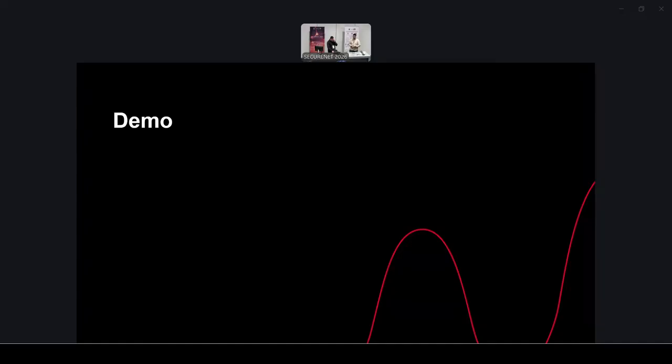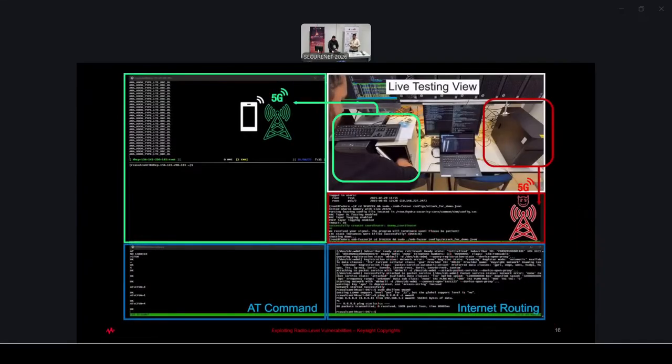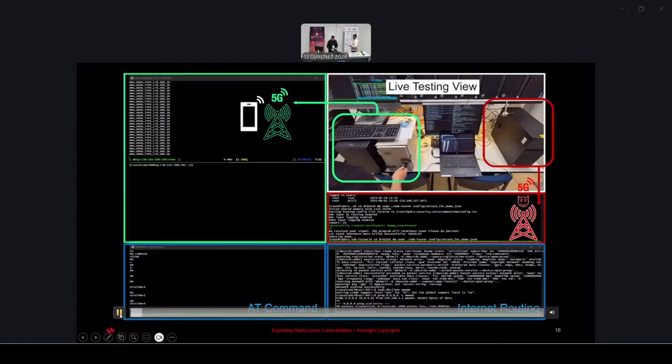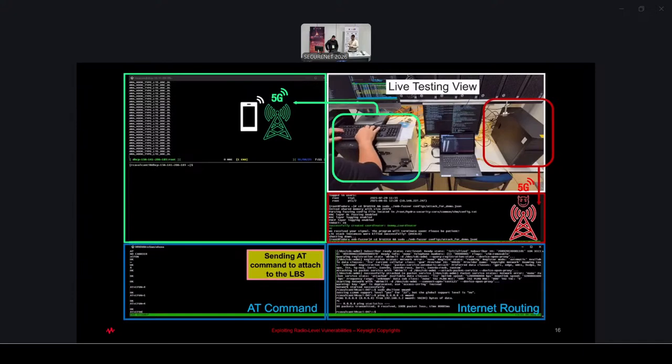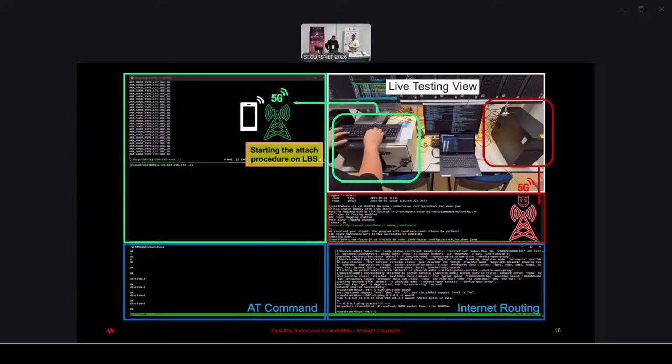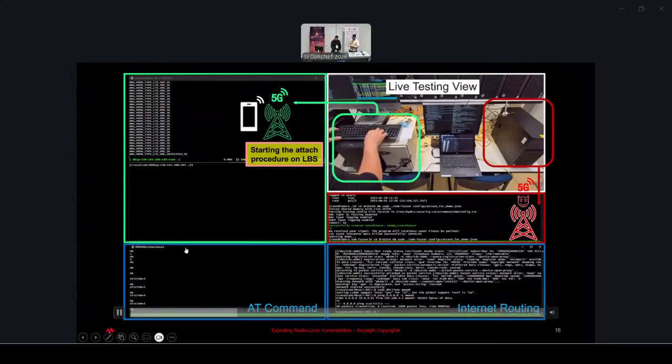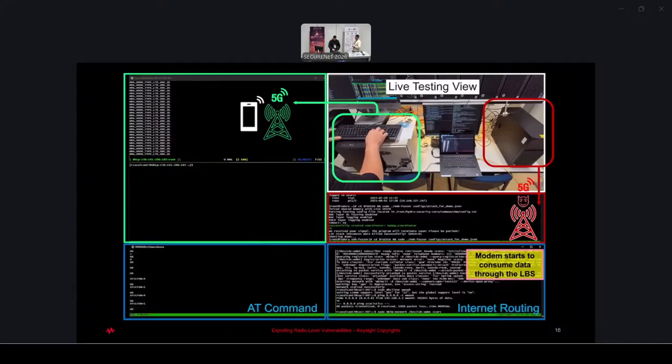Then I will explain a short demo that we have in our database, basically. So I'm starting a benign base station that we have in our setup. And I put the UE inside this shielded enclosure. And then I started the attach procedure via the AT command, as Antonio mentioned here. And then it started the attach procedure. I wait for it to complete.